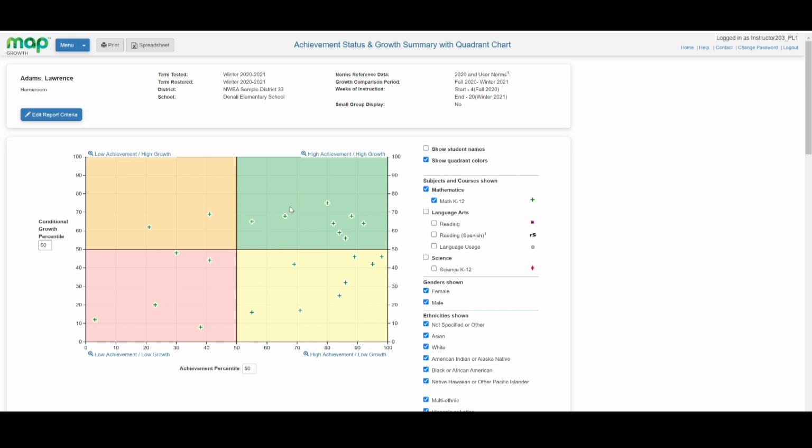If I hover over those data points, we can see the individual student names and how they fall into these different categories or groups. Again, this may inform student grouping in the classroom. This may also inform MTSS supports that these students may need or want. But if you click on one of these data points, you can also see for that individual student their achievement percentile, as well as their actual conditional growth percentile. Very valuable report to run to see a visual of student achievement versus their rate of growth in the classroom.